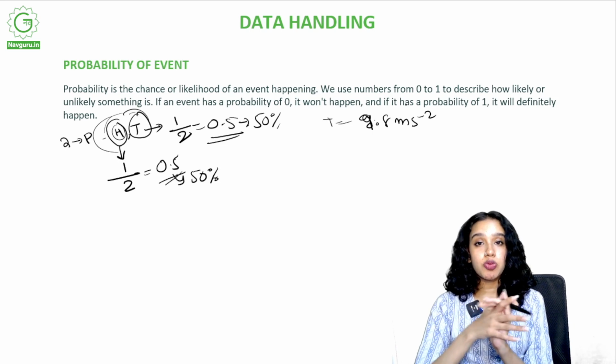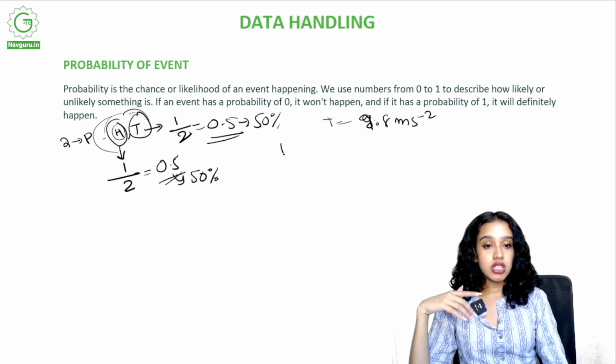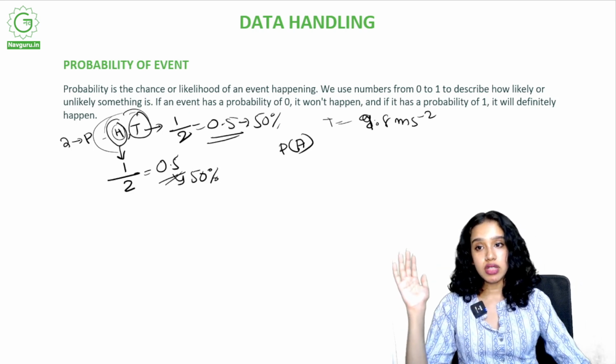So this is about the probability of an event, right? We represent probability by using P of whatever the event is. If the event is A, we could say P of A is equal to that.